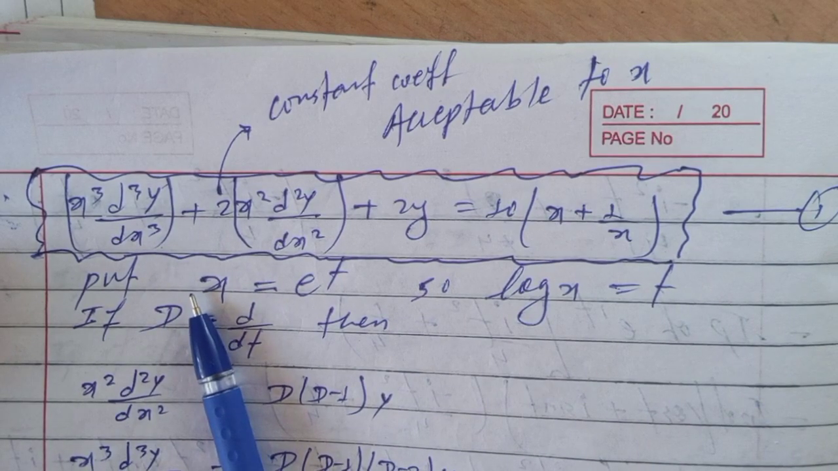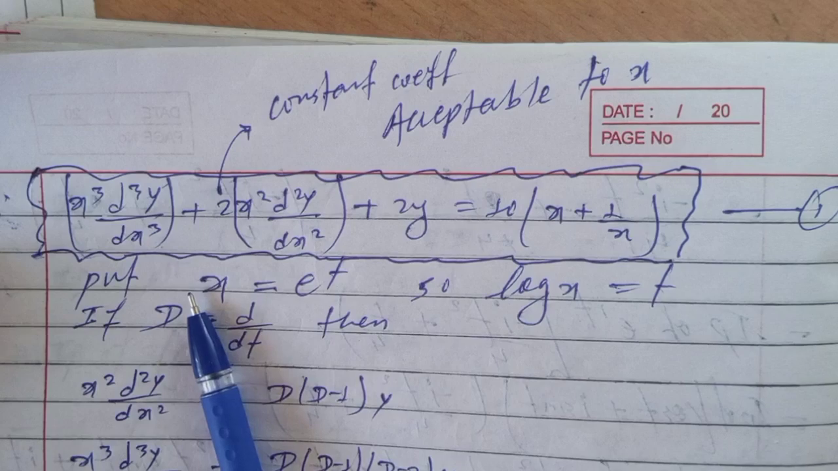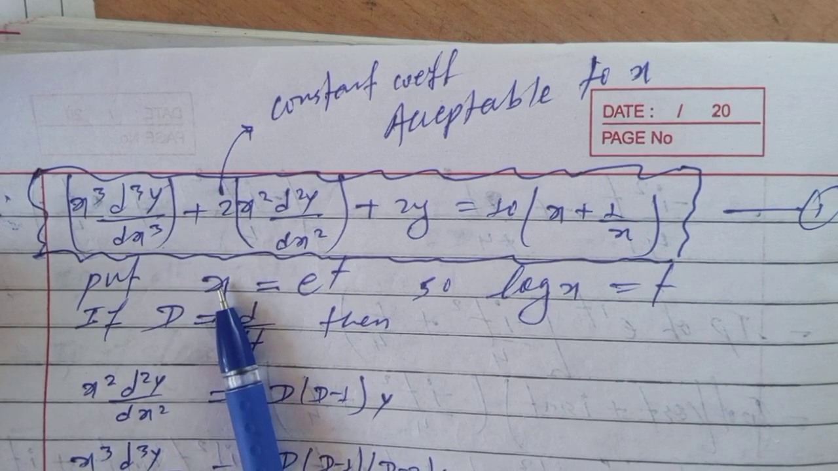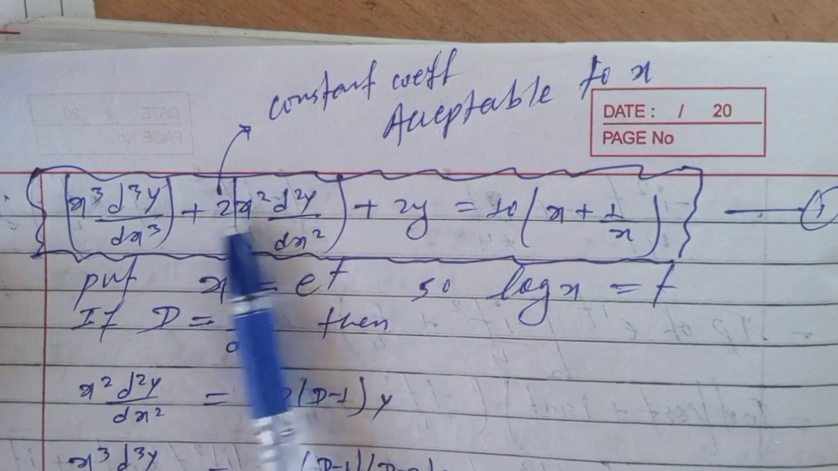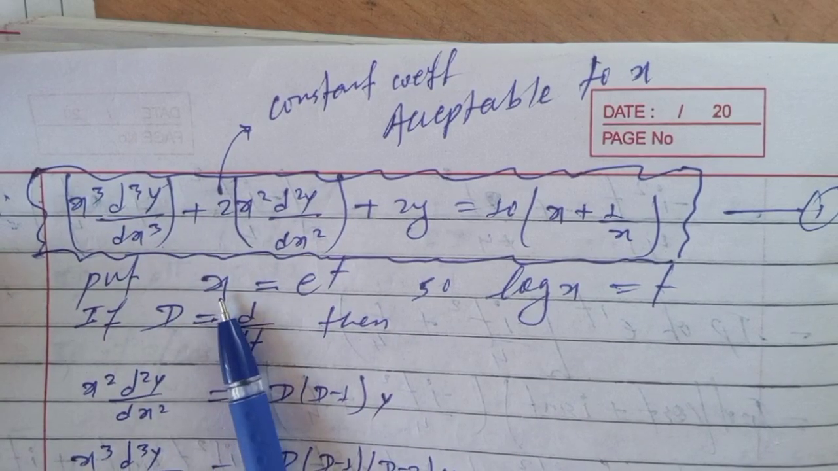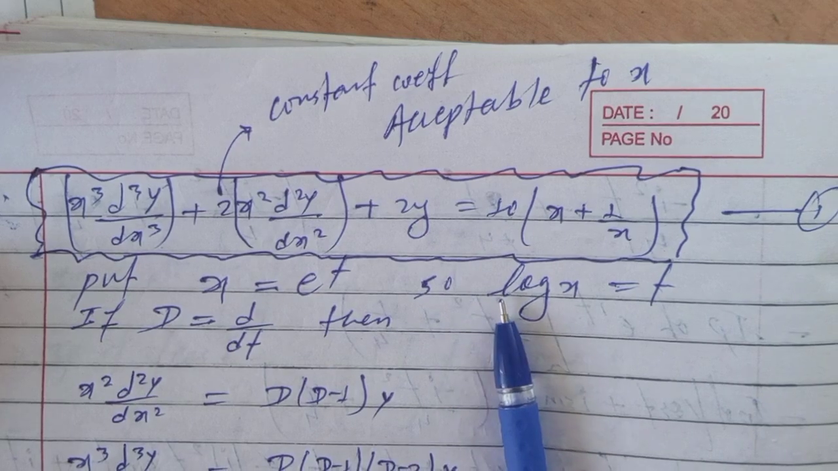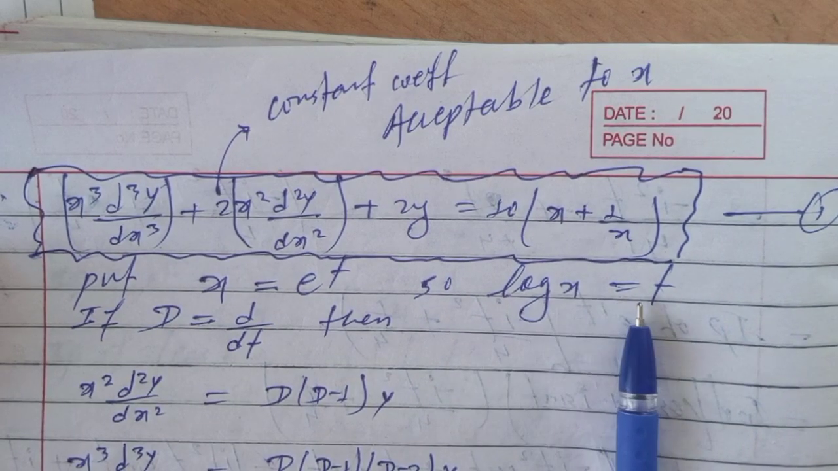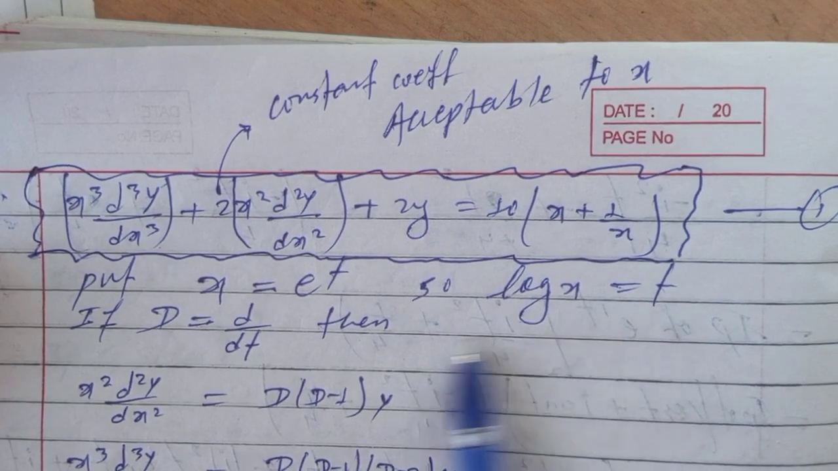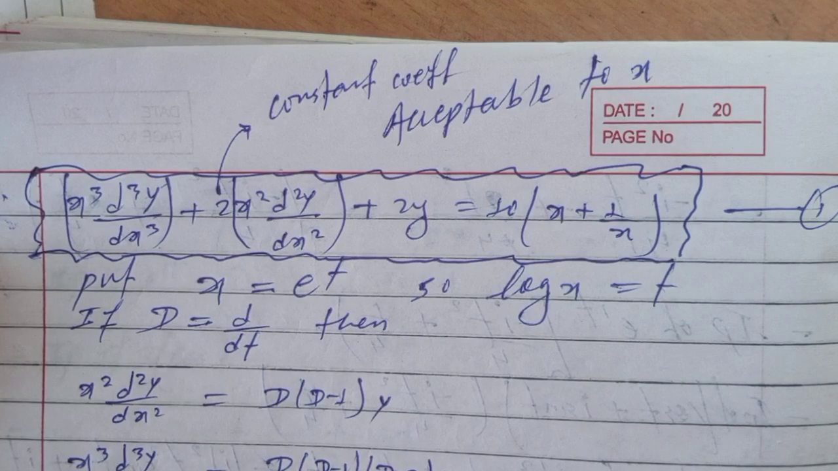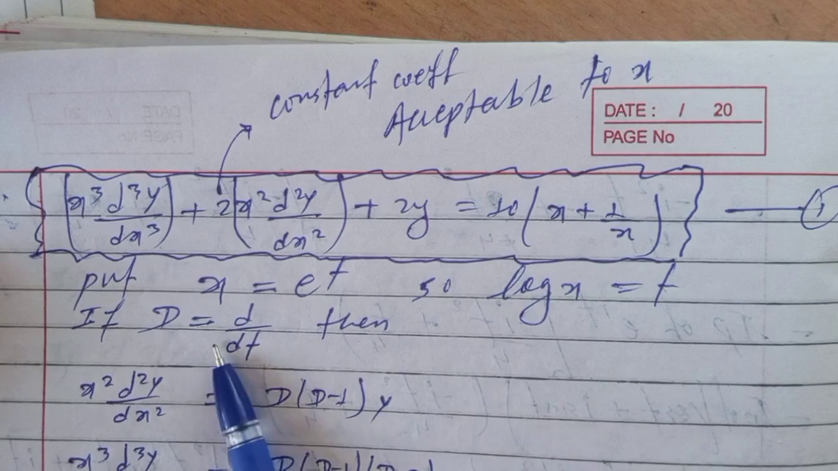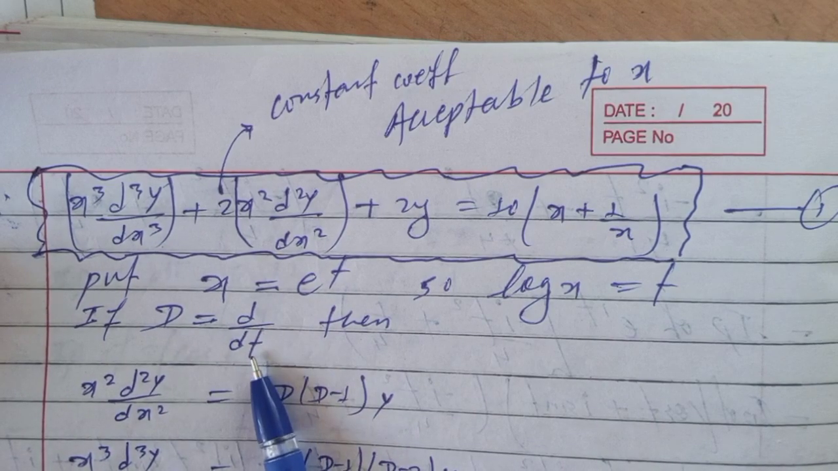So we should solve it according to the Cauchy way. What is the substitution? We're going to replace x with e to the power t. When we take log on each side, we get log x equal to t. And finally, we're going to make our given differential equation into symbolic form, where D is d/dt.